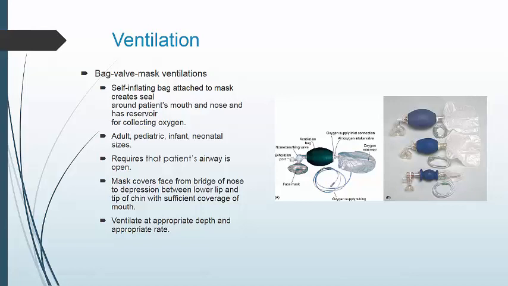Now, there are several different sizes, adult, infant, and neonatal sizes, but before you can use this, you've got to ensure that the patient's airway is open. You've got to make sure that the mask is going to cover the face from the bridge of the nose to the depression between the lower lip and the tip of the chin. So that way we've got the entire airway covered. And then we're going to ventilate at appropriate depth and rate.